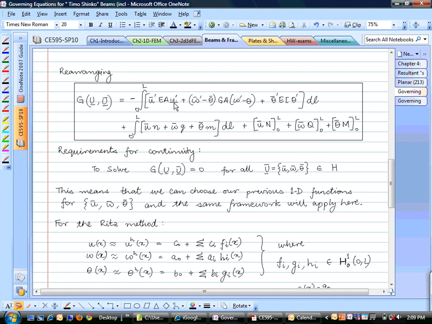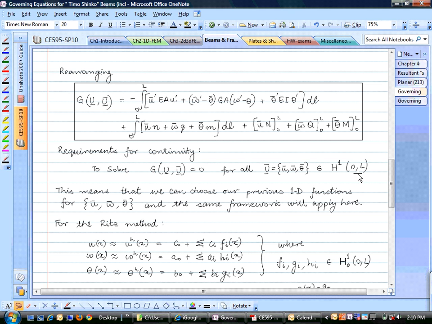We still have only the first order derivatives of all those quantities, whether it is u or w or theta. The maximum order of derivative is 1. So all of those functions must belong to H1 over the interval 0 to L, and this interval 0 to L is nothing but the length of the beam. So we are saying that you choose any function you want, as long as it has square integrable derivatives. Our Ritz method will work, our finite element method will work.